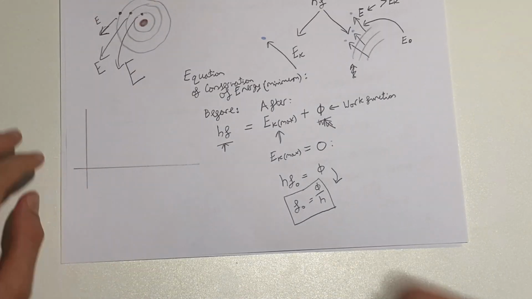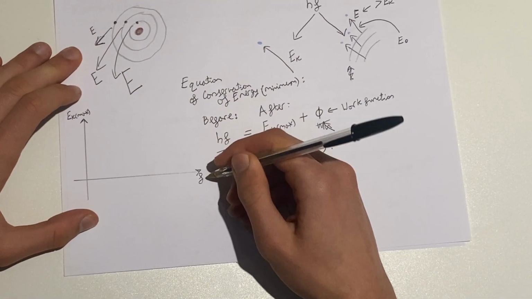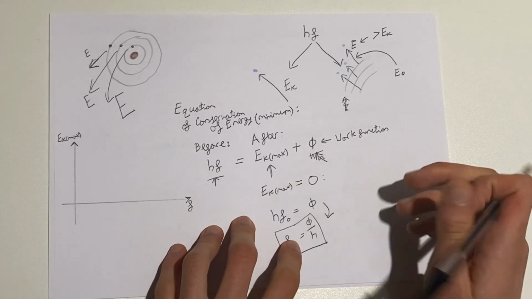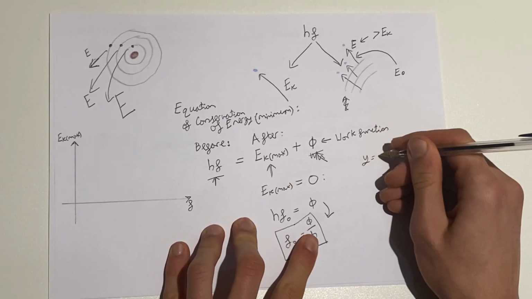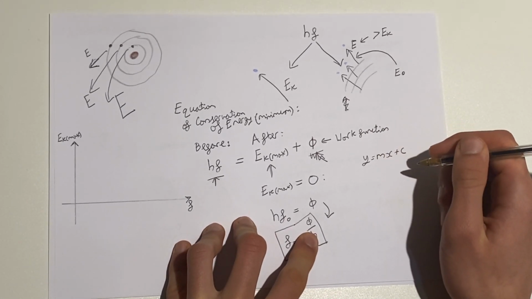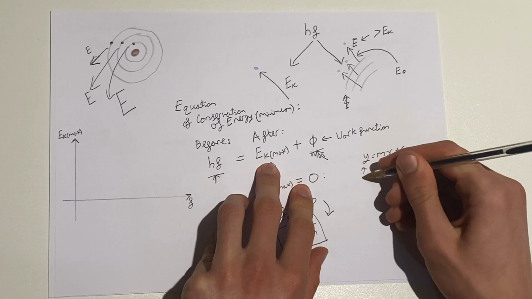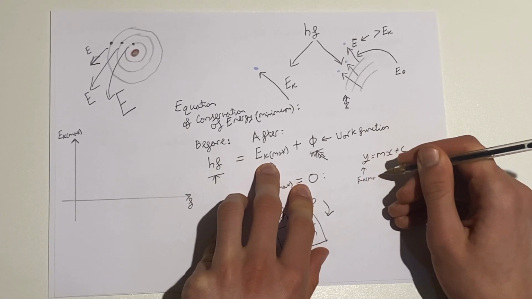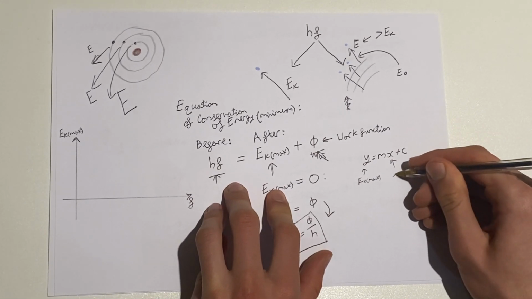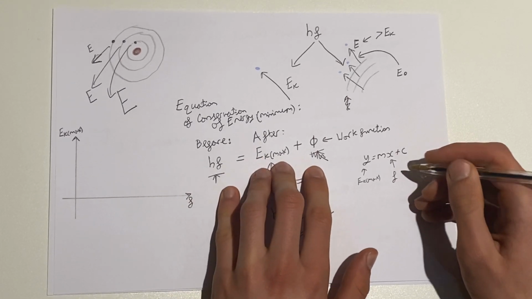Now let's plot the maximum kinetic energy for the electrons emitted against the frequency of the light that we shine onto the metal. We just use this equation and rearrange it in the form y equals mx plus c to make a straight line equation to plot on here. The y-axis is the maximum kinetic energy of electrons released, and the x-axis is the frequency of the light.